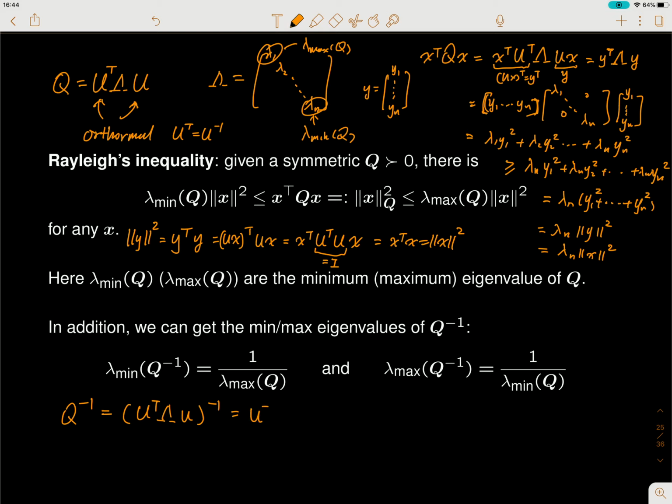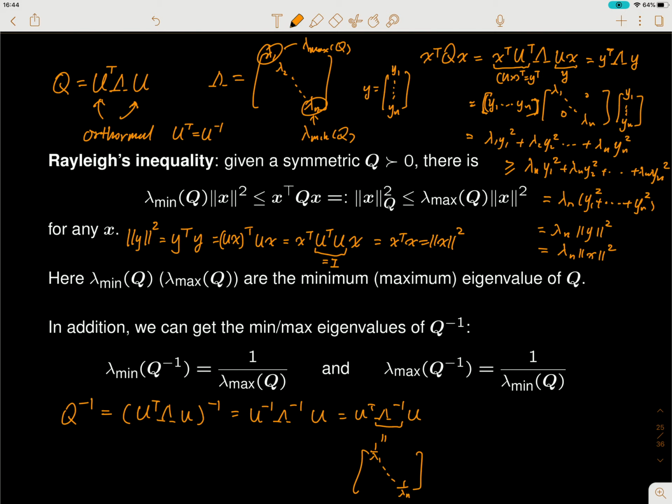So I have a U inverse, then the lambda inverse, and then the U transpose inverse. But remember, U transpose is U inverse, and taking the inverse again still gives you U. And remember that the first U inverse is actually U transpose. So I just get an eigenvalue decomposition of Q inverse. And you can see that the middle lambda inverse is just 1 over lambda 1 through 1 over lambda n. And you know that they are all positive numbers, since all the lambdas are positive numbers.